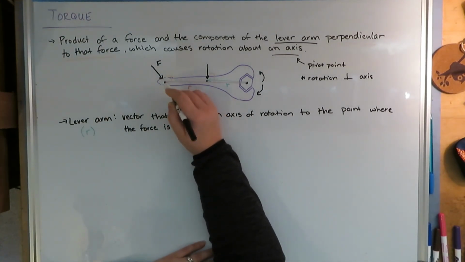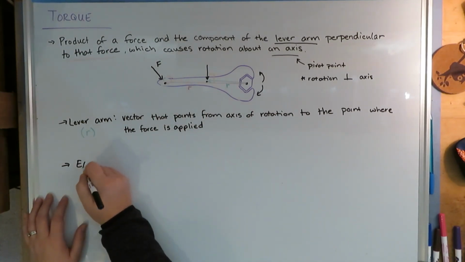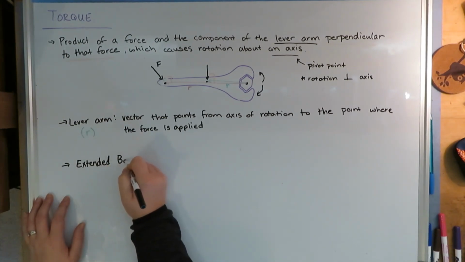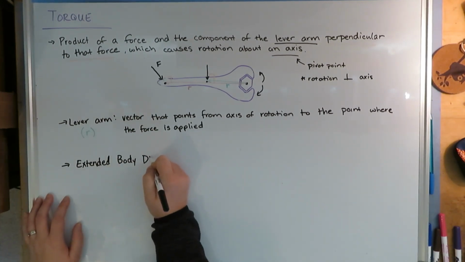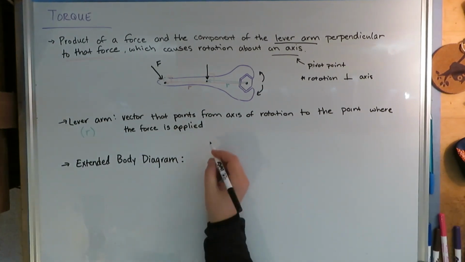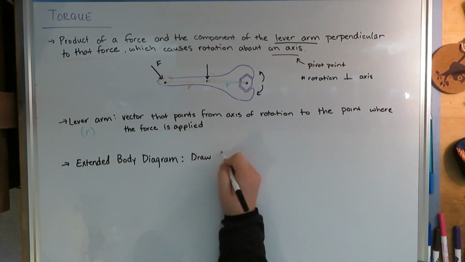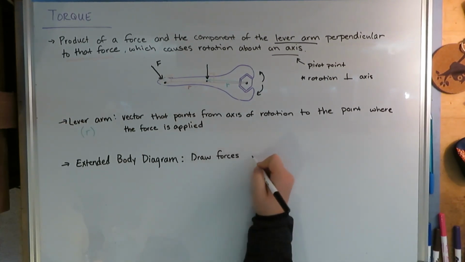So what I would do is draw what we call an extended body diagram. When we're dealing with torques, we don't draw free body diagrams. We draw extended body diagrams. So for most of what we're going to do over the next unit, we're going to draw extended body diagrams. So what you do is you draw the forces at the point they are applied.